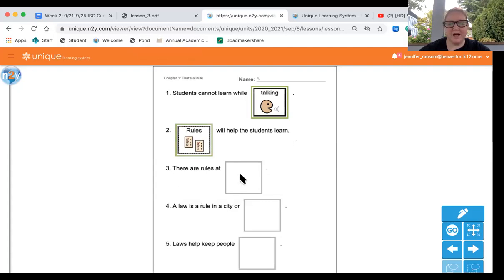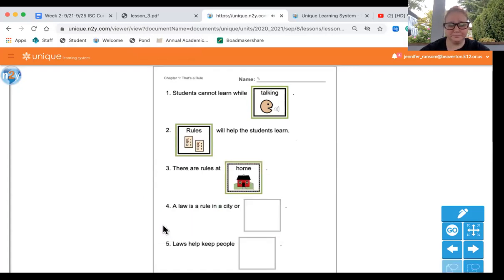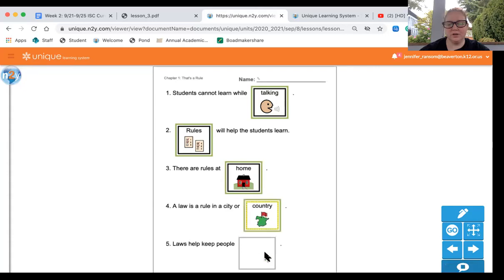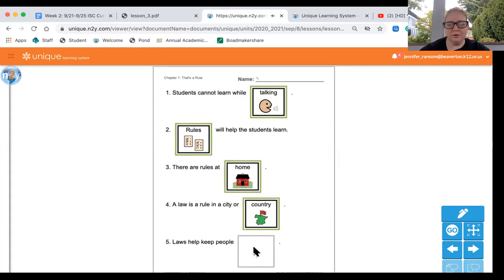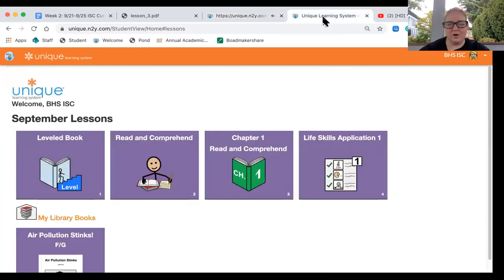There are rules at home, country, or safe. There are rules at home. A law is a rule in a city or country. Country. Laws help keep people safe. Awesome.